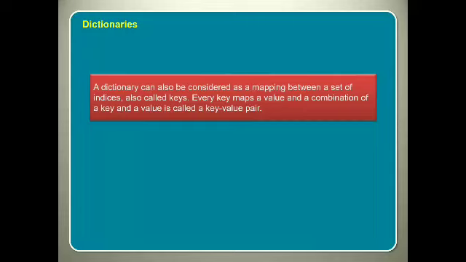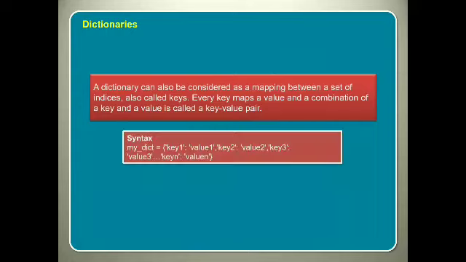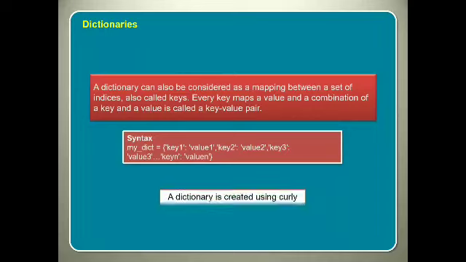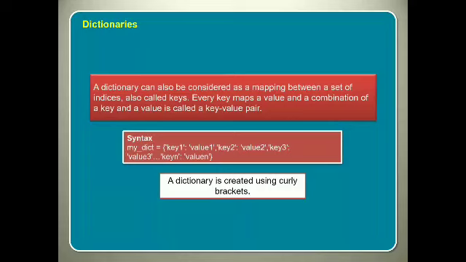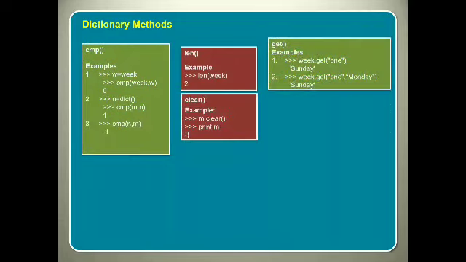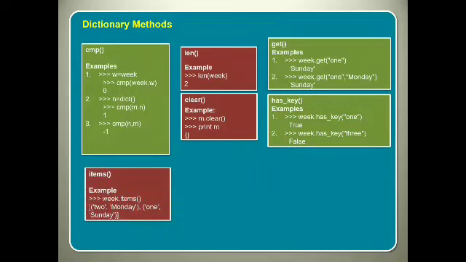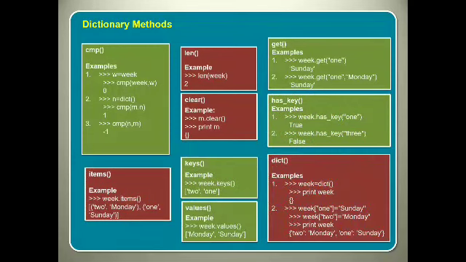Every key maps a value, and a combination of a key and a value is called a key-value pair. Take a look at the screen to understand how to write the syntax of a dictionary. As you can see, a dictionary is created using curly brackets. The various dictionary methods are compare, length, clear, get, has underscore key, items, keys, values, and dict. Here are few examples that illustrate the use of these methods.